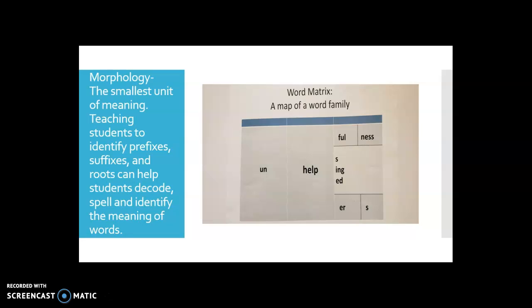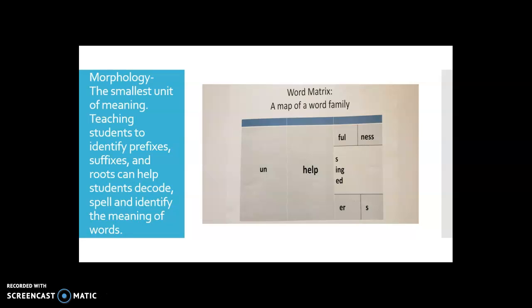Morphology. Morphology is the smallest unit of meaning. So these are chunks that have meaning. And we teach students to identify prefixes, suffixes, and roots. And this can help students decode, spell, and identify the meaning of the word.